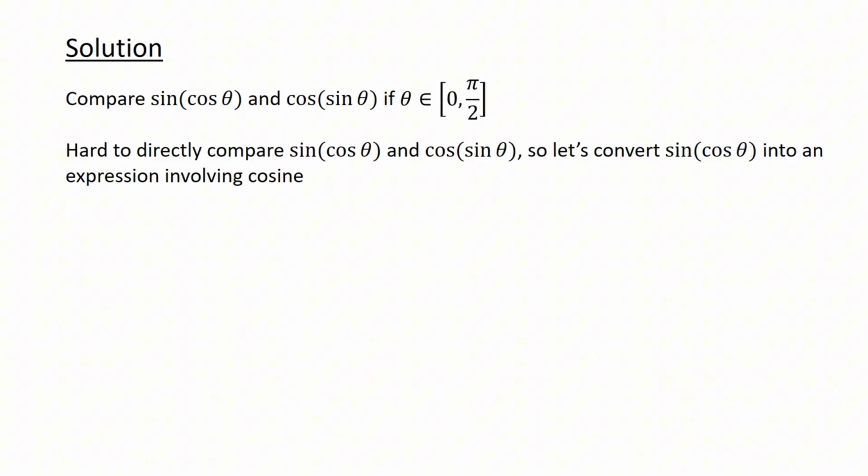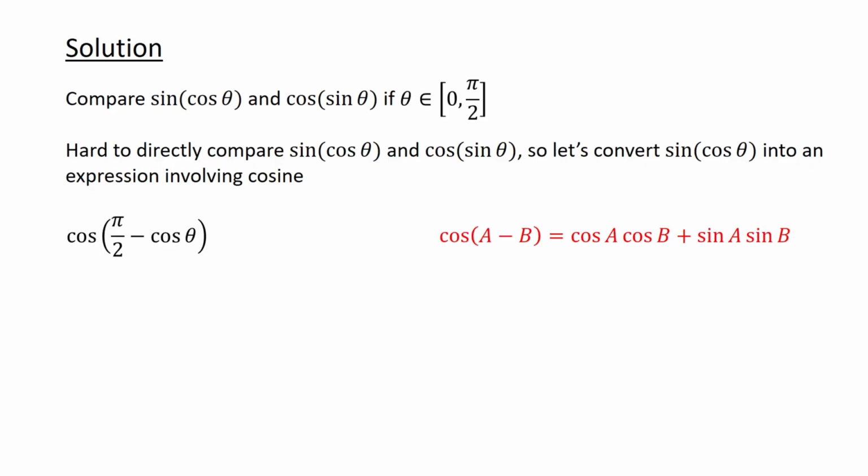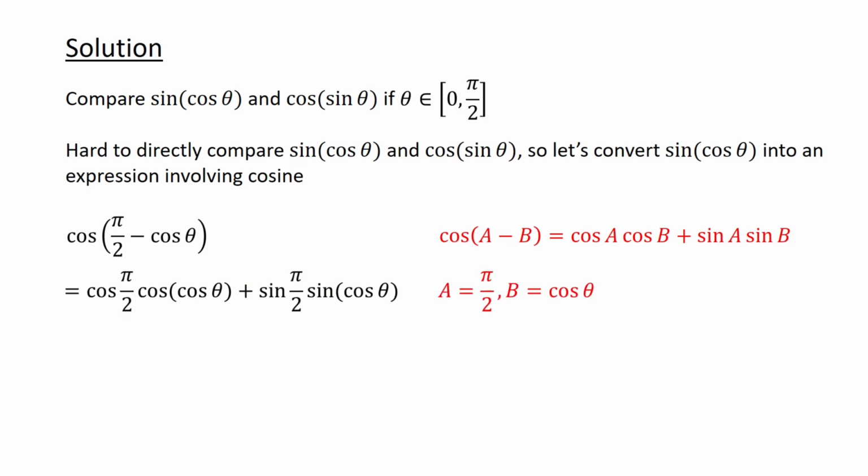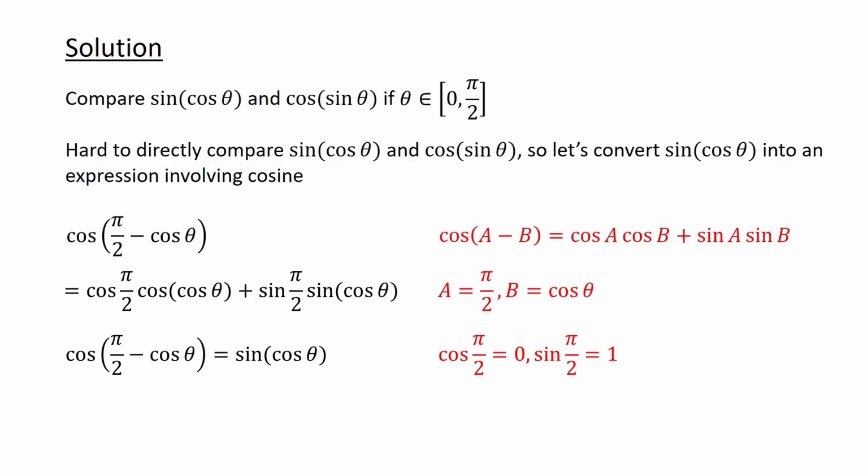To do that, consider the expression cosine of pi over 2 minus cosine theta. We can evaluate the expression by using the identity cosine of a minus b equals cosine a times cosine b plus sine a times sine b. For our case, a equals pi over 2 and b equals cosine theta. Since cosine pi over 2 equals 0 and sine pi over 2 equals 1, we thus obtain cosine of pi over 2 minus cosine theta equals sine of cosine theta. Therefore, cosine of pi over 2 minus cosine theta is the desired expression.